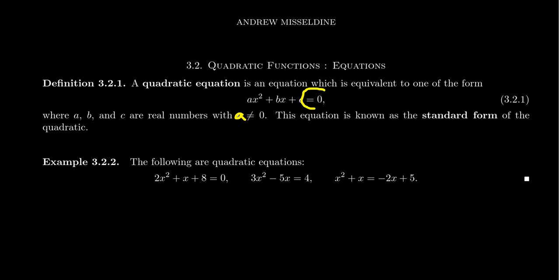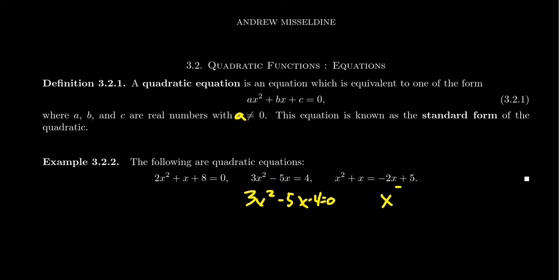This is often referred to as the standard form of a quadratic equation. We like the right-hand side to equal zero when we work with quadratic equations. We'll explain why that is in just a second. So some examples: we could take the equation 2x squared plus x plus 8 equals zero. That's a quadratic equation in standard form. 3x squared minus 5x equals 4 is a quadratic equation, not in standard form though. We have to move the 4 to the other side to get it in that standard form. And then this last one as well, x squared plus x equals negative 2x plus 5.